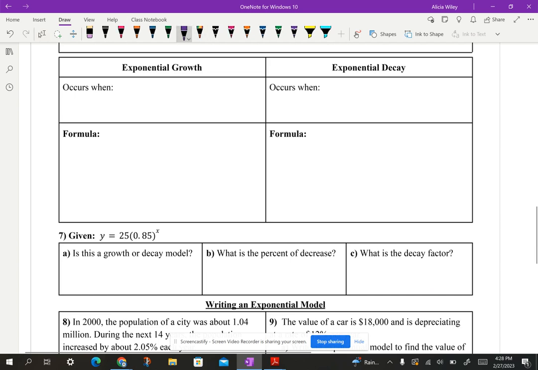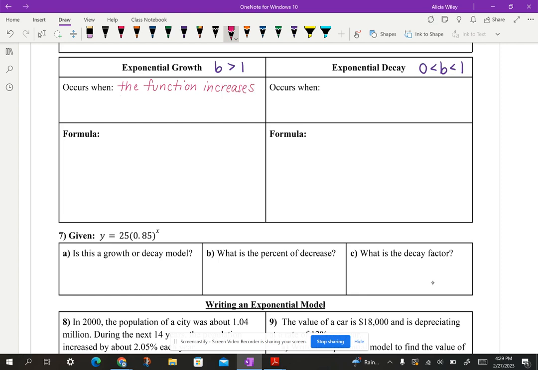Again, remembering that with exponential growth, we know that the base is always going to be greater than 1. And then for exponential decay, the base will be between 0 and 1. Exponential growth, remember, occurs when you have an increase. So it's when the function increases or grows bigger.